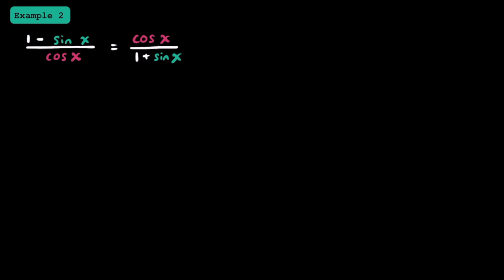Here in example 2, we have 1 minus sine of x over cosine of x is equal to cosine of x over 1 plus sine of x. While sometimes it's hard to decide which side to manipulate to make it look like the other side, I try to see which side looks a little bit more like one of our trig identities.